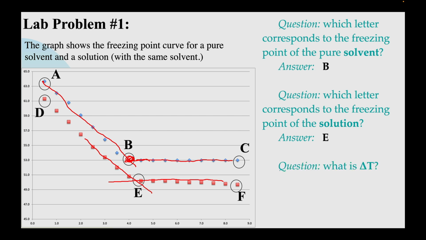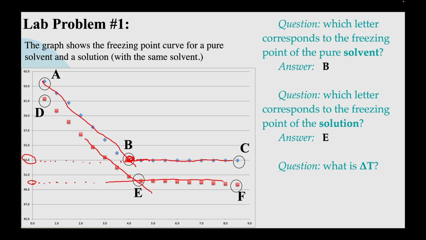Now finally, if you wanted to know what delta T is for this question, delta T, if you're using a positive K, will be a positive delta T as well. So what you want to do is look at the freezing point of the pure solvent, and if you go over from where B is, you can see that's right about 53 degrees. That's going to be the freezing point of the solvent. Now for the solution, you would go over to right about there. On the graph, it looks like it's between 49 and 51 and about halfway, so it should be about 50 degrees.